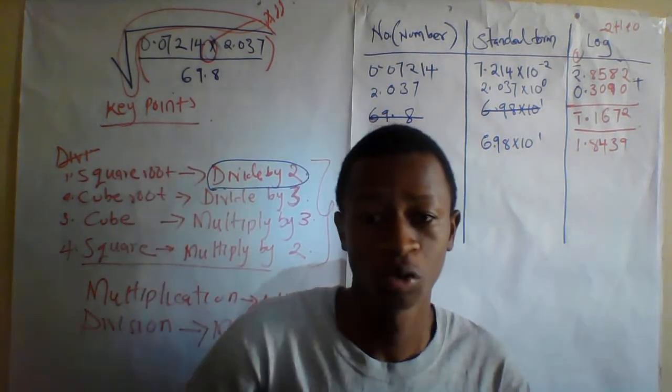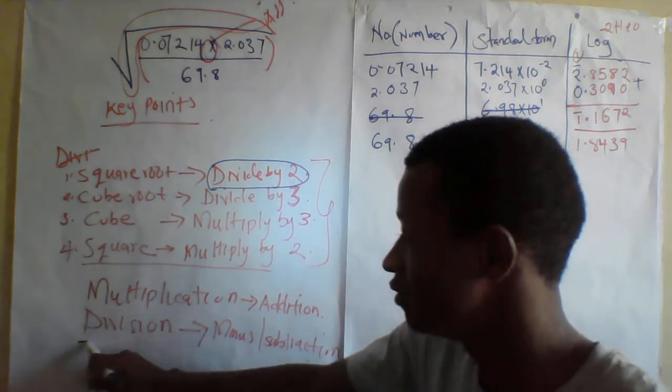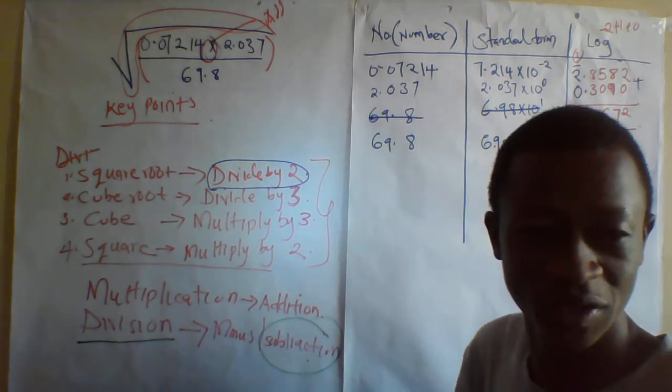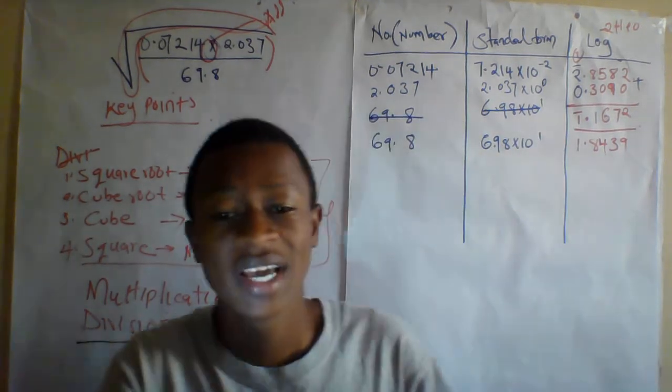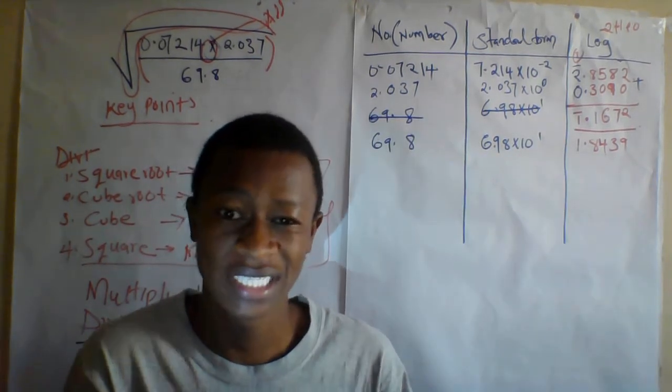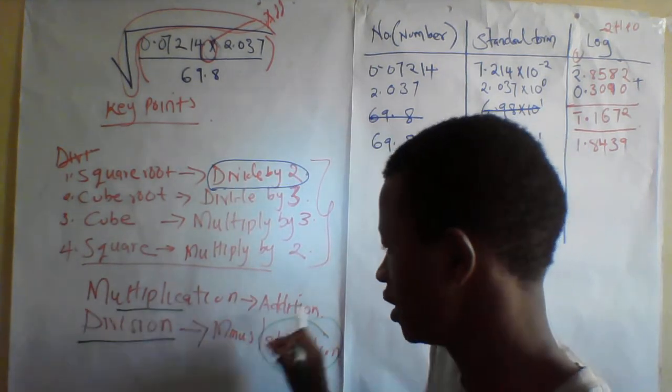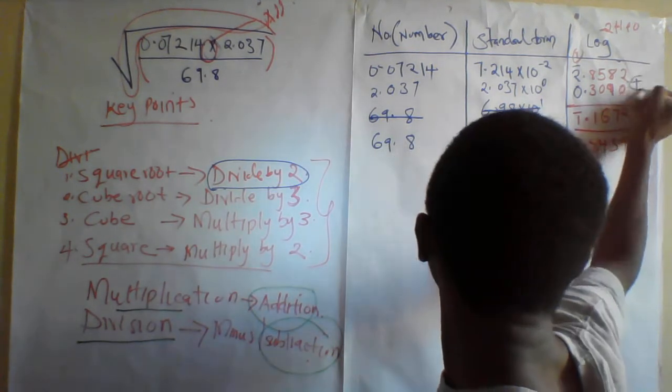Okay, I want to show you now. We said for the division, it is subtraction. Simple. For the division is subtraction. For the multiplication is addition. We have done our addition here.